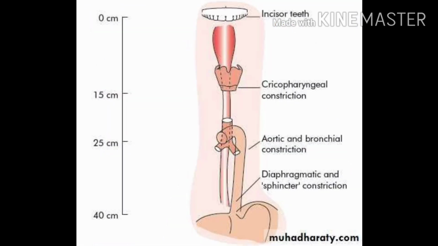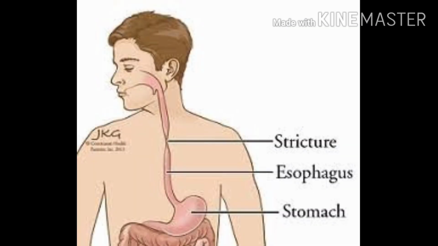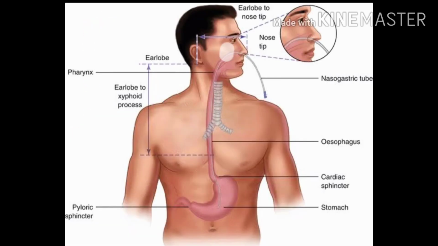Clinical significance of esophageal constrictions: these are the sites where swallowed foreign bodies may get stuck in the esophagus, or the sites where strictures develop after ingestion of caustic substances. While passing the esophagoscope or gastric tube, the clinician may find it difficult to pass at these sites.